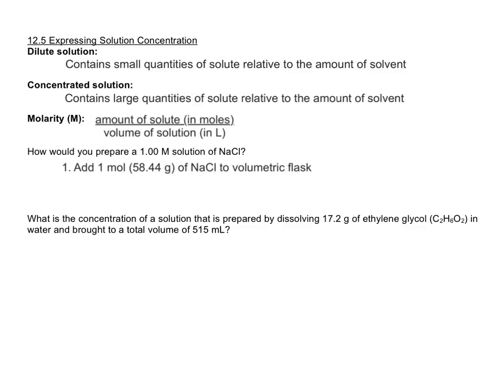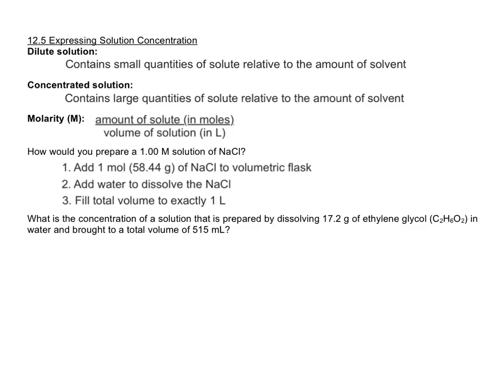And so to make that solution, and this is important because the AP test will sometimes ask you how you would make a solution, what you would want to do is add the sodium chloride to your volumetric flask, and then add water until you get to a total volume of 1 liter. Okay, so you wouldn't want to add 1 liter of water to that 1 mole of sodium chloride, because in the end you'd end up with more than 1 liter of solution, and that's not what you want. You want exactly 1 liter.